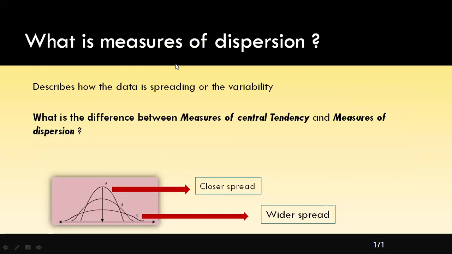To start with, let us understand what exactly the measures of dispersion are. It's how spread out the given data set is. That is what measures of dispersion are all about: how spread out your data is.